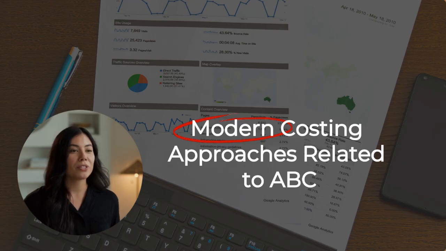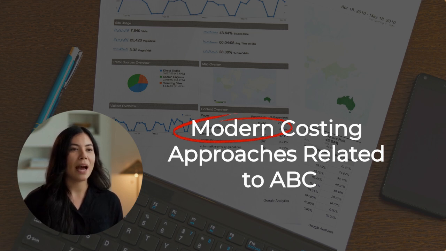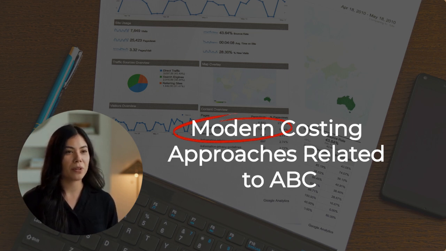Modern costing approaches related to ABC. First, time-driven activity-based costing, TDABC. Simplifies ABC by using time equations to estimate resource demands. Useful when activity tracking is difficult or too expensive. Second, lean accounting. Aligns with lean manufacturing principles. It eliminates non-value-adding cost tracking to simplify reporting.